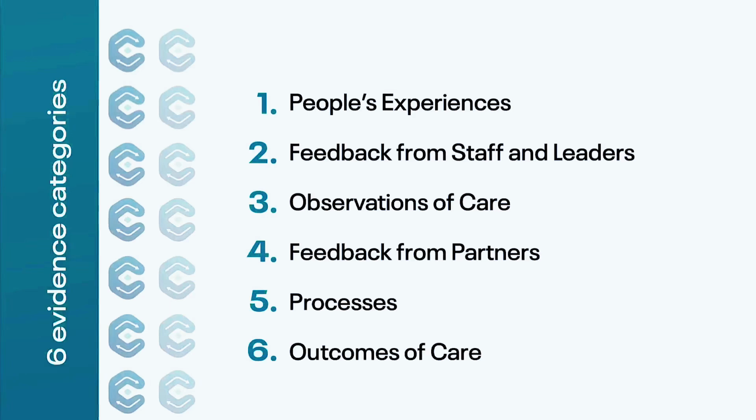Number 1 is people's experiences. 2 is feedback from staff and leaders. Number 3 is observations of care. 4 is feedback from partners. 5 is processes, and 6 is outcomes of care. So let's break each one down.